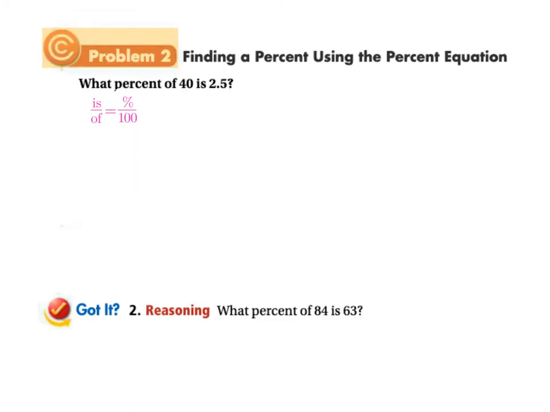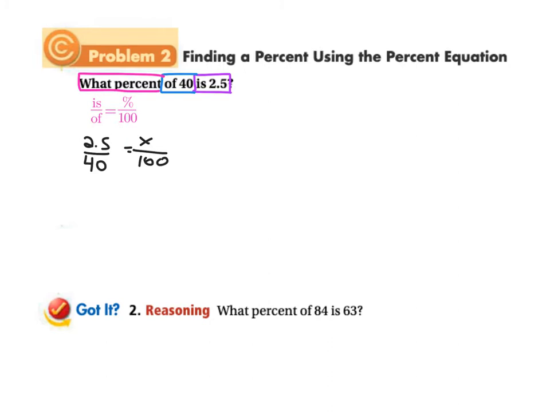All right, so the book shows you multiple ways of solving these, but I'm going to show you the same way every time. That's the whole point: we're sticking with one basic principle. Identify what goes with is, it's 2.5, what goes with of, that's 40, and what goes with percent. As you can see, it says what percent, which means we don't know it. So the is number is 2.5 over the of number, which is 40, equals X percent over 100. The 100 always stays the same.